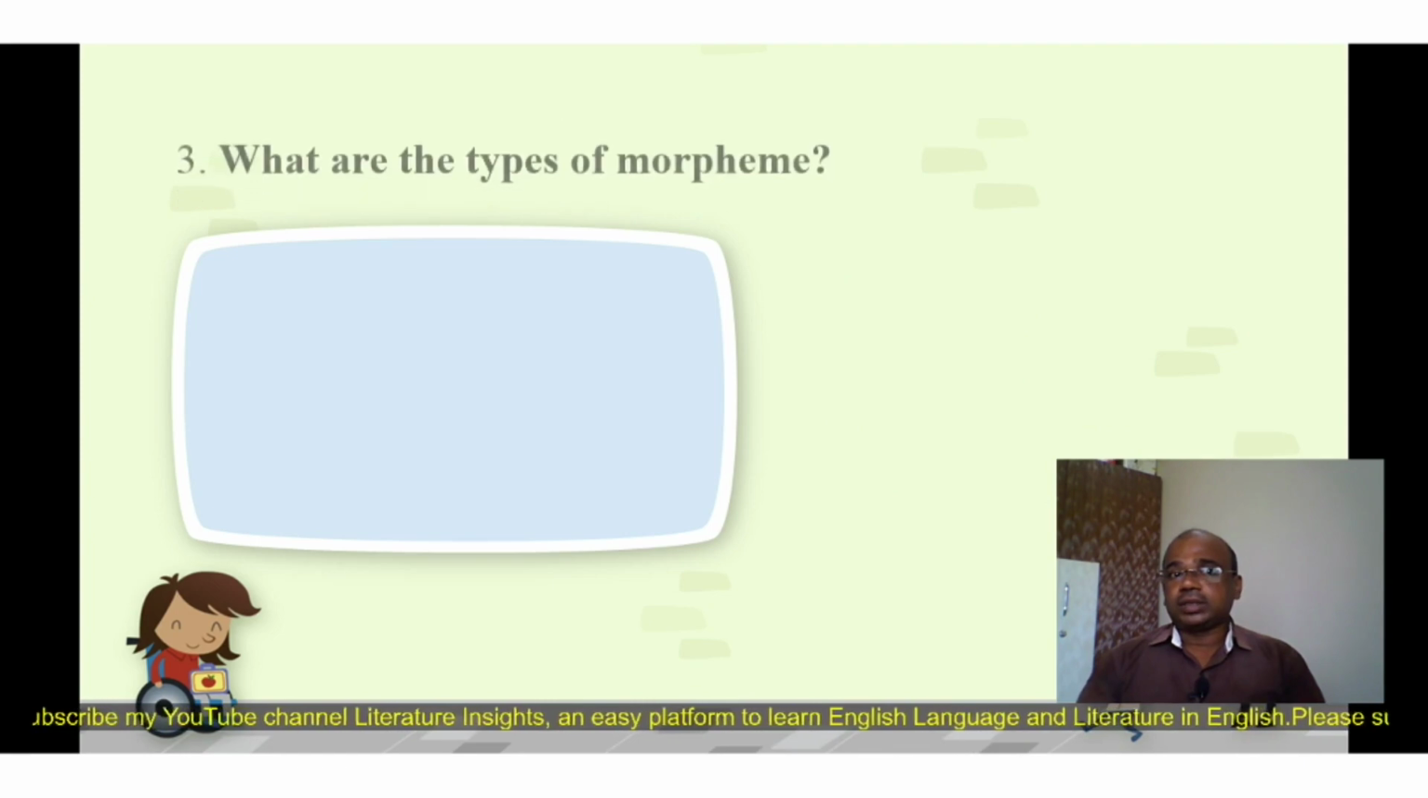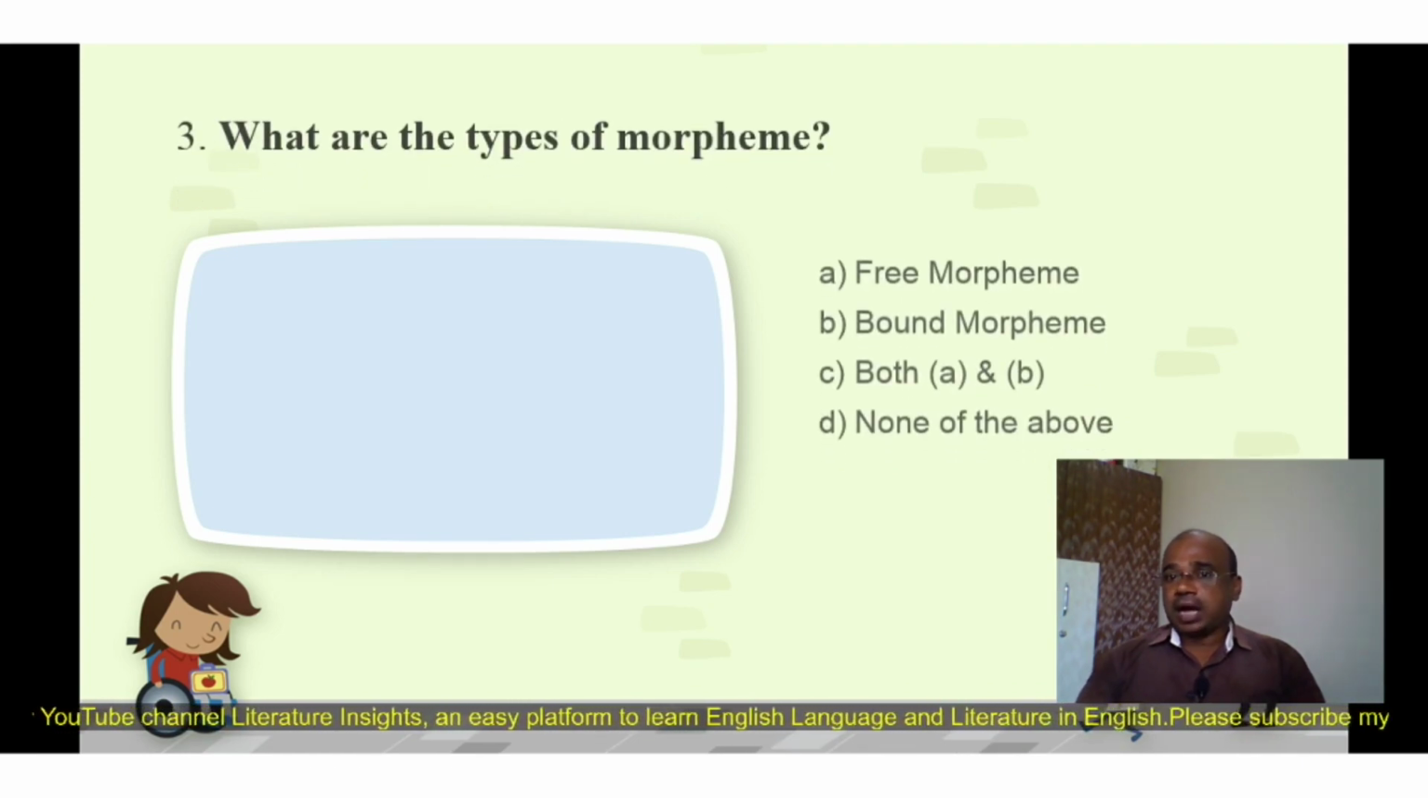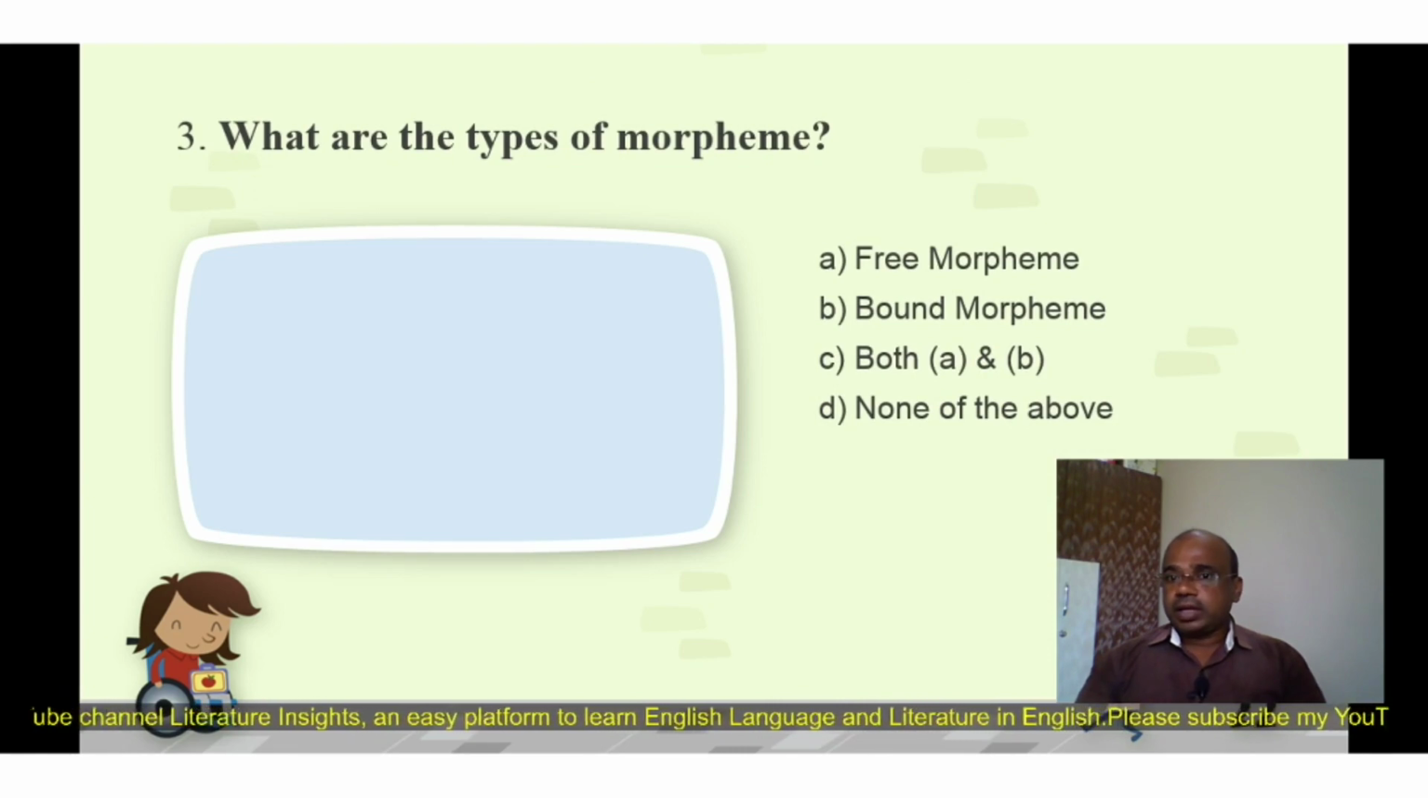Question number 3. What are the types of morpheme? The options are A free morpheme, B bound morpheme, C both A and B, D none of the above, and the correct option is C both A and B. There are two types of morpheme, free morpheme and bound morpheme.